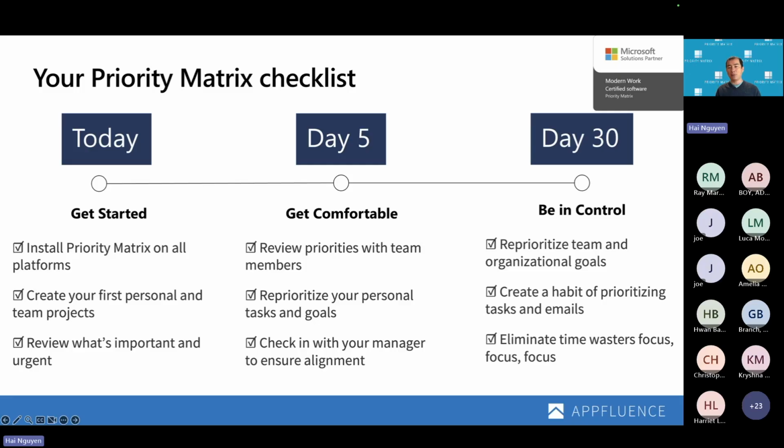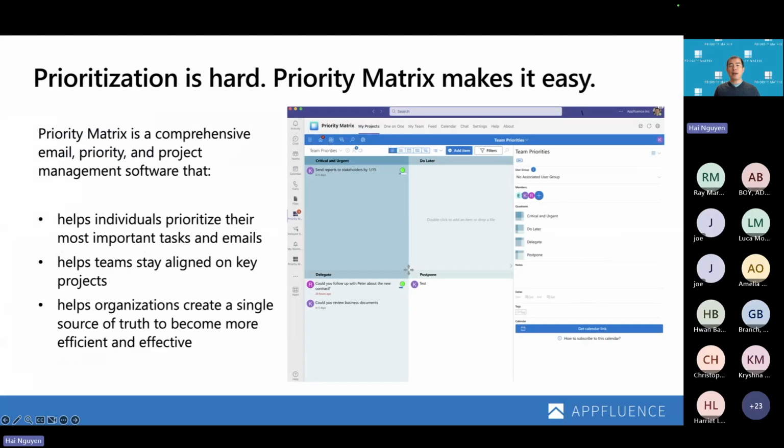And then a month from now, hopefully you're able to prioritize and reprioritize both your team and organizational goals, create a habit of prioritizing your tasks and emails, and then also eliminate time wasters as well as focus on what truly is important. So Matrix is a comprehensive email priority and project management software.